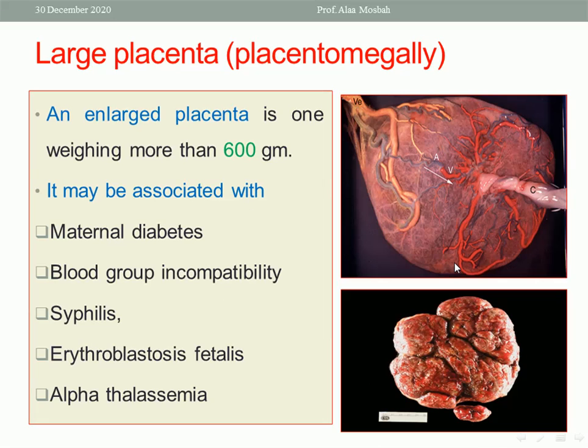Large placenta or placentomegaly. If the placenta exceeds 600 grams in weight, we call it large placenta or placentomegaly. This may be associated with syphilis, diabetes with pregnancy, alpha thalassemia, erythroblastosis fetalis, and blood group incompatibility.